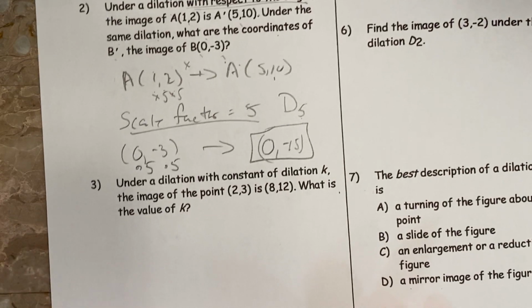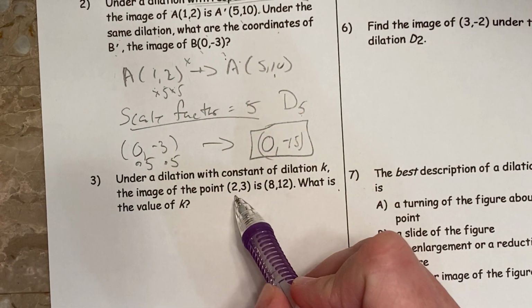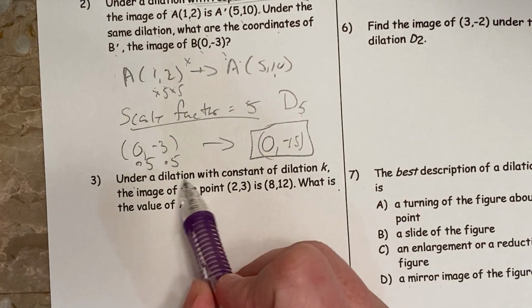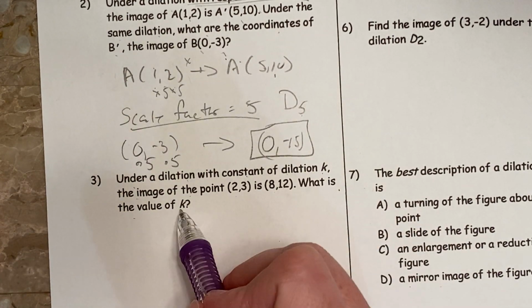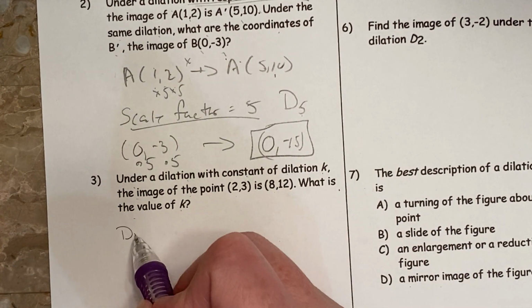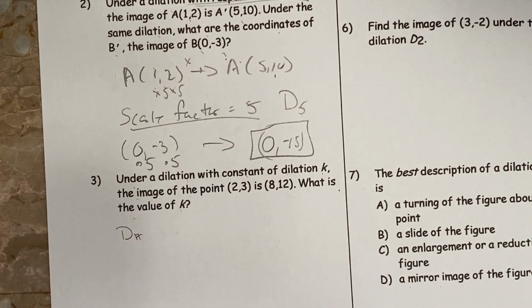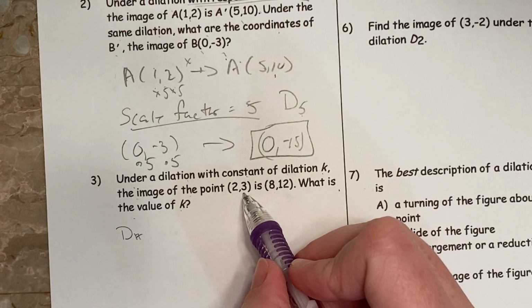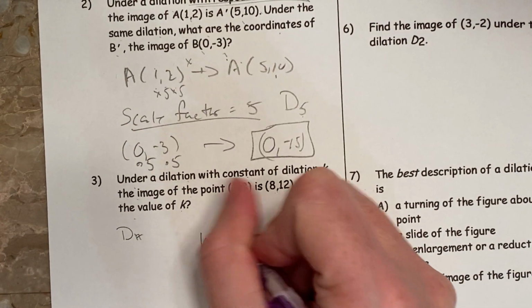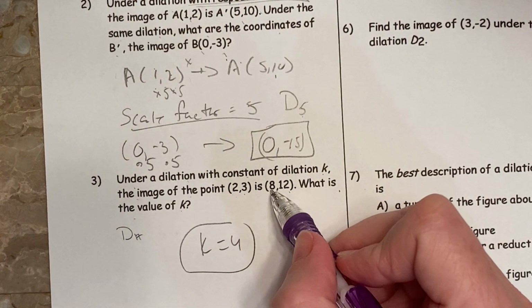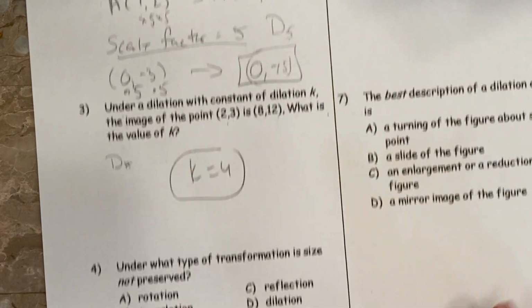Number 3, under a dilation with constant of dilation K, the image of point 2, 3 is 8, 12. What's the value of K? So again, it wants to know that little number. It wants to know that scale factor. What did you multiply 2 and 3 by to get it to be 8 and 12? It has to be the same number. And that will be 4. 2 times 4 is 8. 3 times 4 is 12.